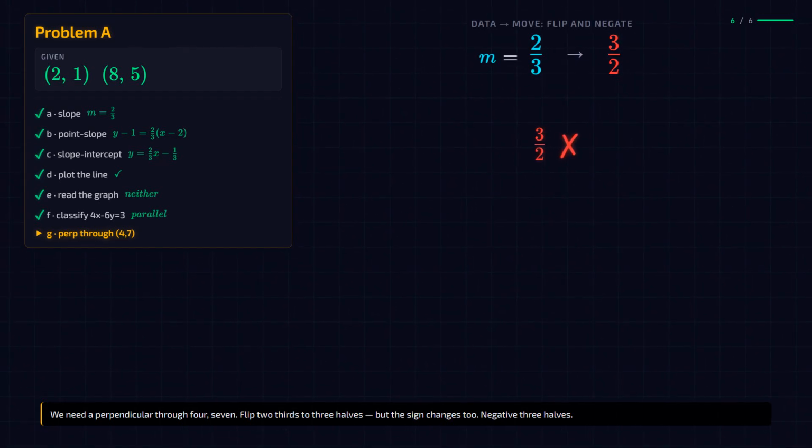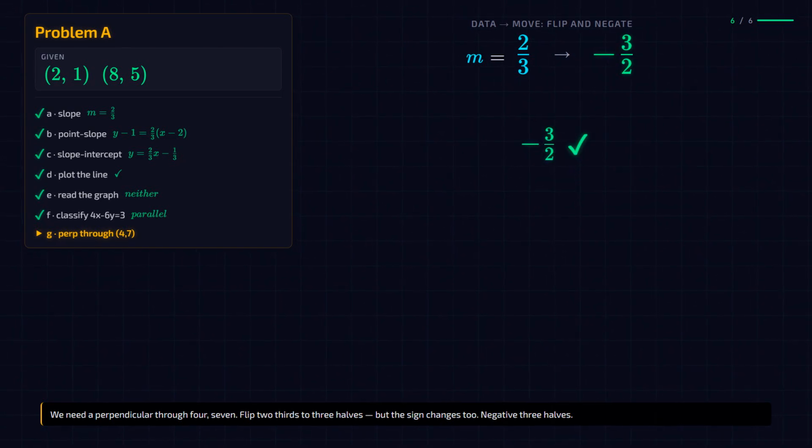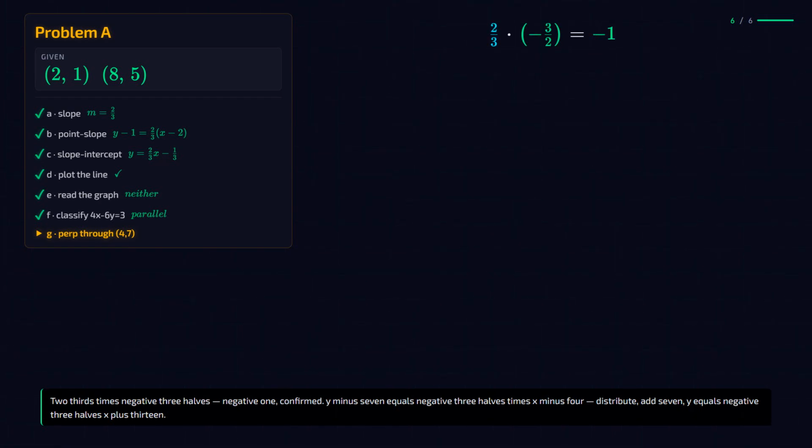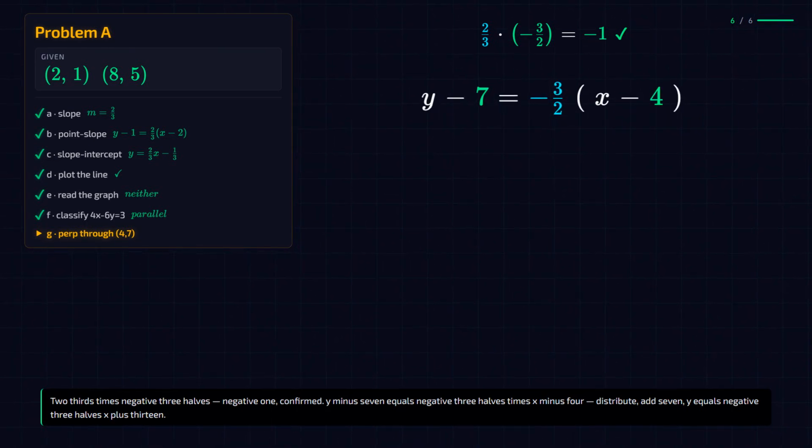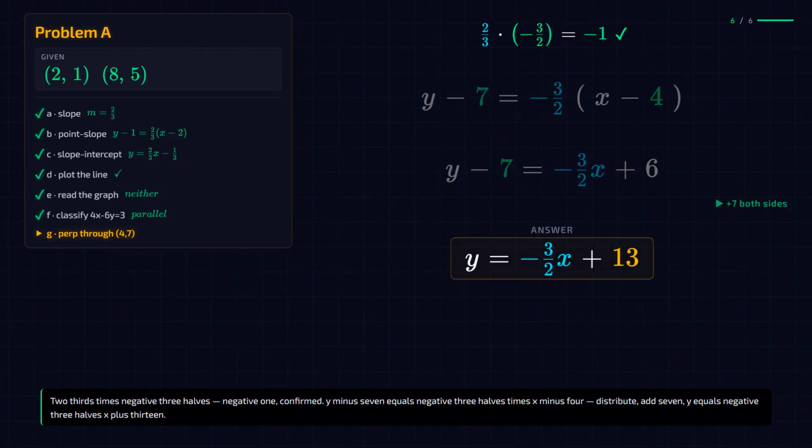Flip 2/3 to 3/2, but the sign changes too, negative 3/2. 2/3 times negative 3/2. Negative 1, confirmed. y minus 7 equals negative 3/2 times x minus 4. Distribute, add 7. y equals negative 3/2 x plus 13.